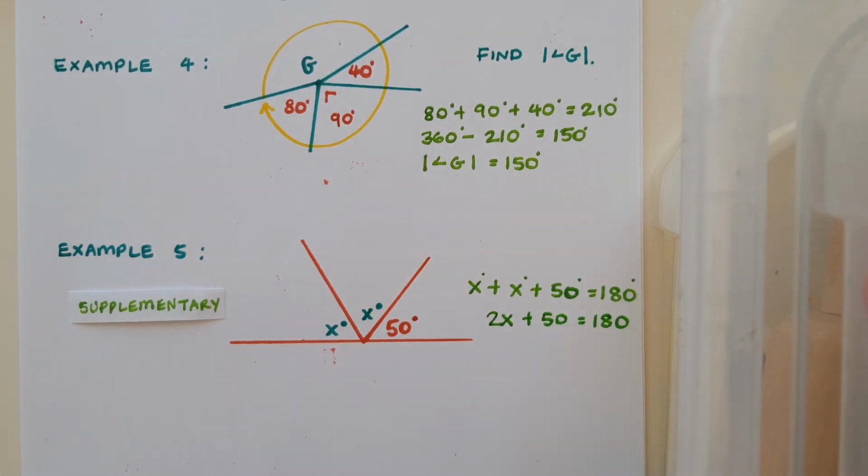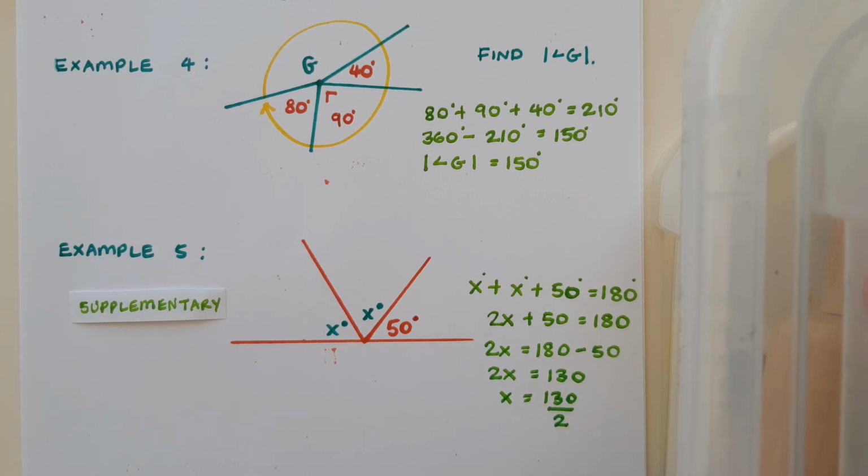What do you think the two x's add up to then? To work that out, I can take the 50 off the 180 degrees, leaving me with 130. How could I figure out what 1x was worth then, do you think? I can find 1x by dividing 130 by 2, and so x equals 65.